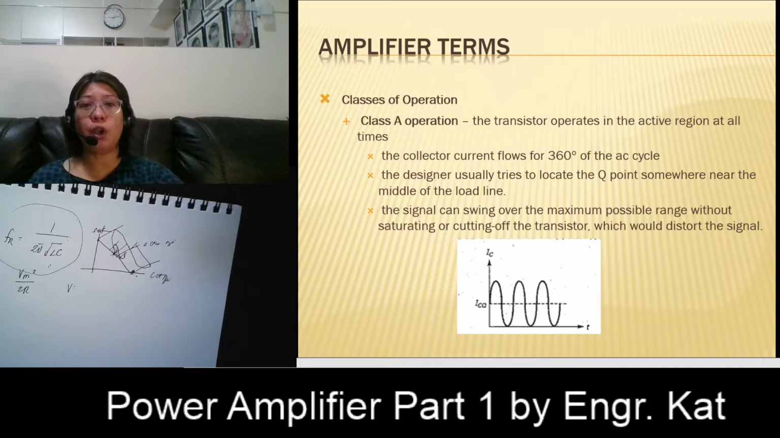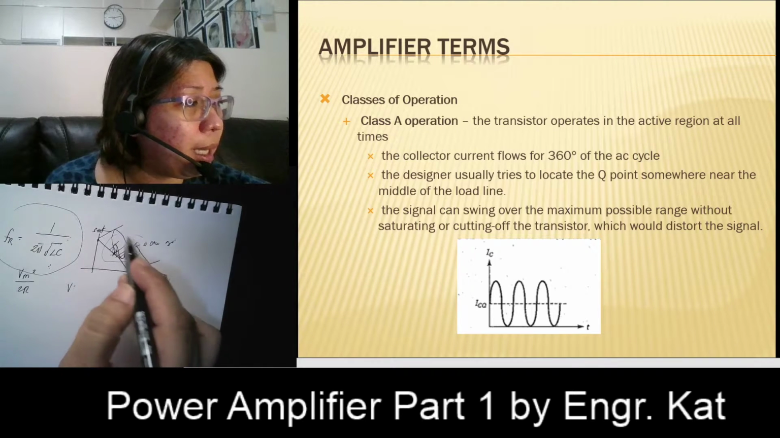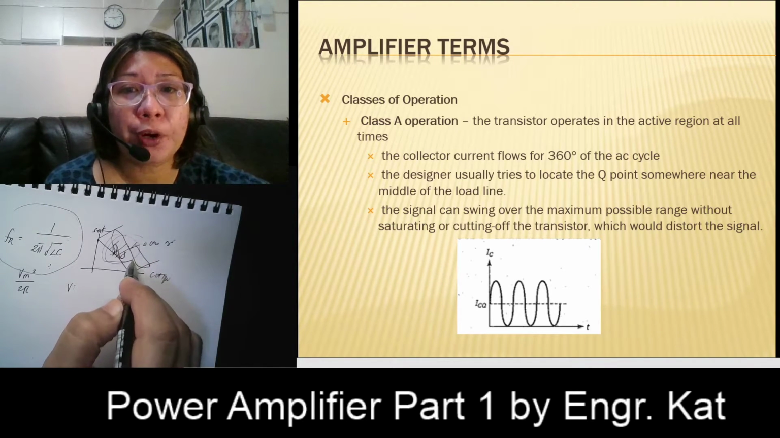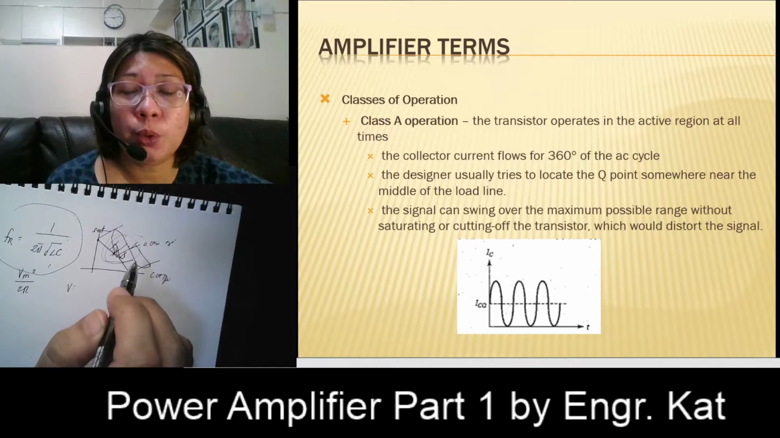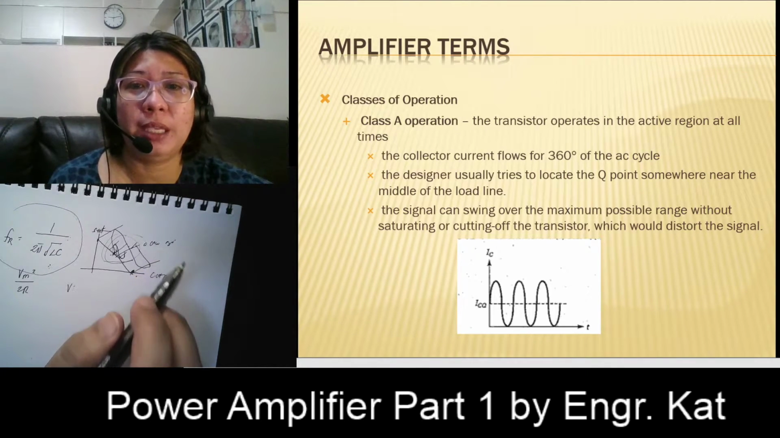Okay, so these are our different classes of operation. Let us start with class A. In class A operation, the transistor operates in the active region at all times. So where is your active region? Your active region is at this center. Therefore, the collector current flows for the entire 360 degrees of your AC cycle.